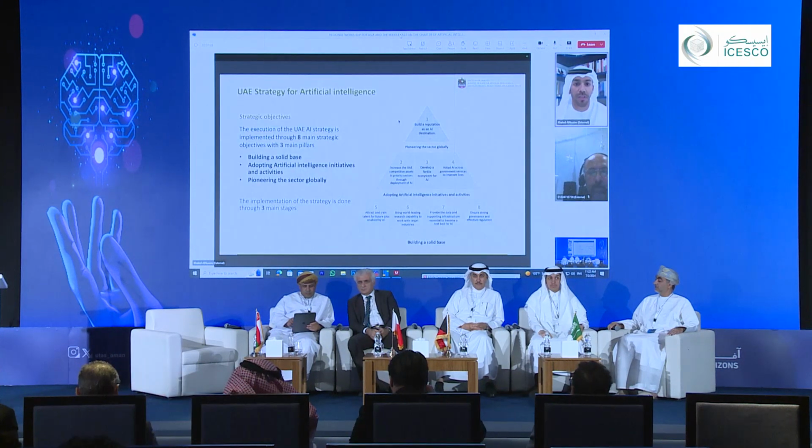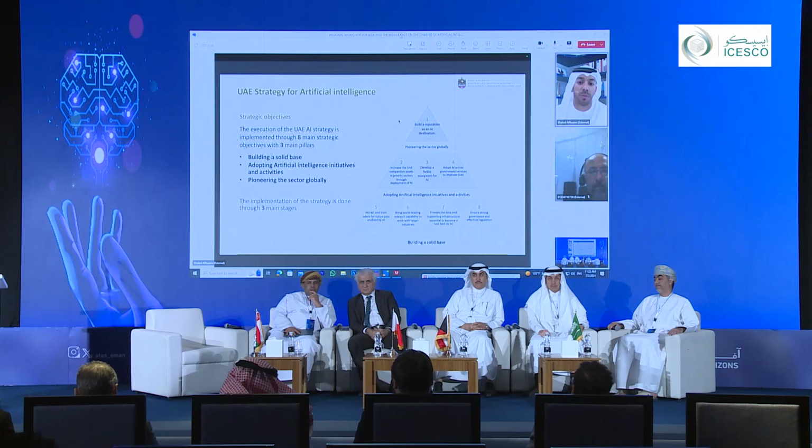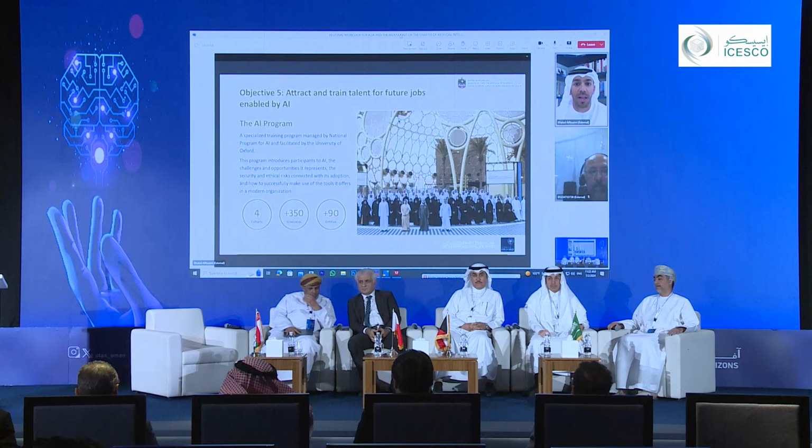So with that vision, we structured a national strategy, as I mentioned, aimed for the year 2031 in 3 phases: building a base for AI, then adopting AI across several sectors, whether governmental, private, or semi-governmental, and then towards the end, aiming to build a reputation for the UAE to become an AI destination. And with this structure, we aim to tackle a number of objectives. One of the first objectives that we wanted to tackle is attracting and training the right talent for a future enabled by AI.